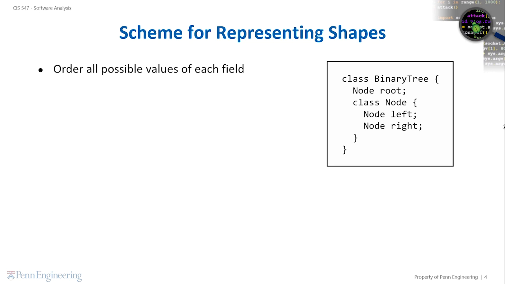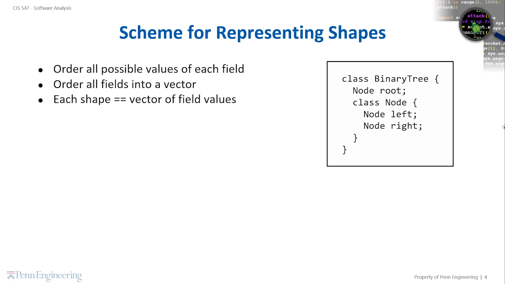To represent shapes, Korat arbitrarily orders all possible values of each field, assigning each a unique ID. And it arbitrarily orders all fields into a vector. Each shape then is simply an assignment of values to fields in the vector. Let's look at a binary tree example to elucidate this concept.